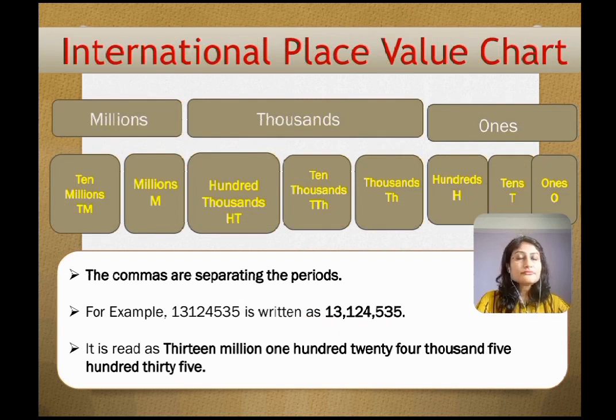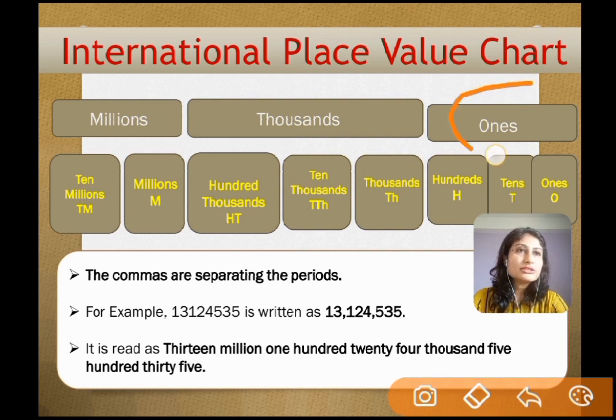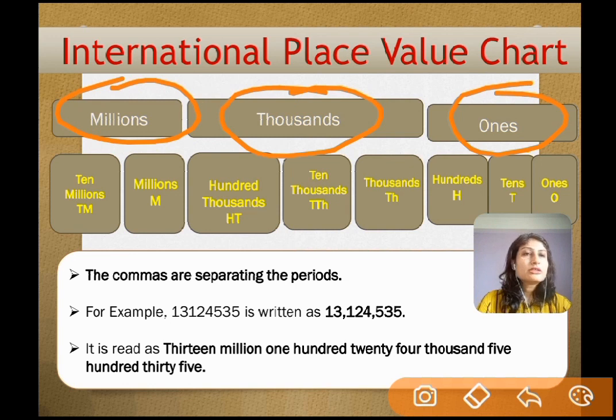Next, here international place value chart is given. Here 3 periods are given: ones, thousands and millions. So how to remember this place value chart? So again we start from left hand side: ones, tens, hundreds, thousands, 10,000s, 100,000s, millions and 10 millions.